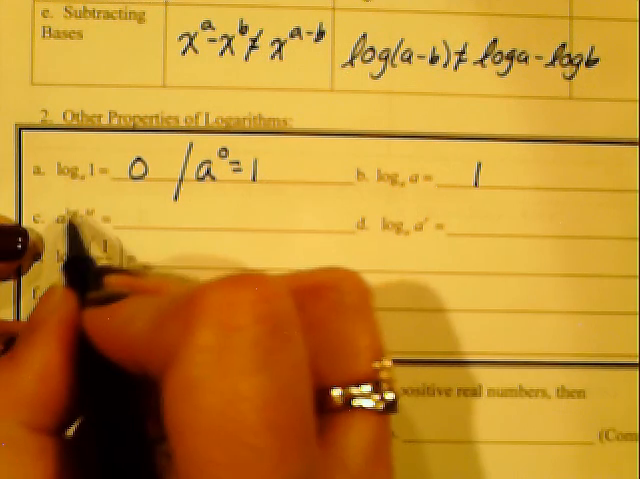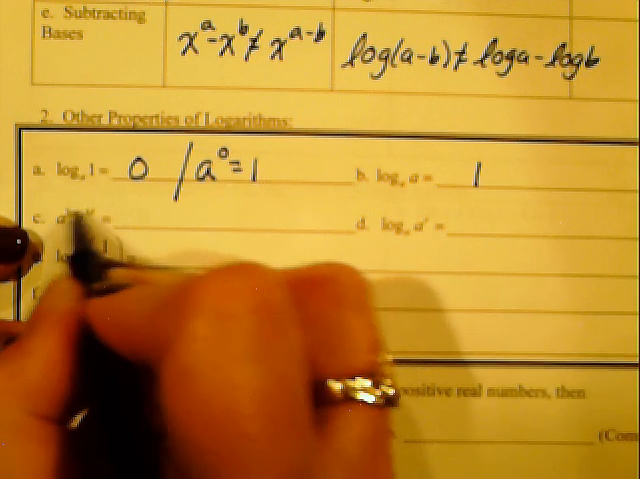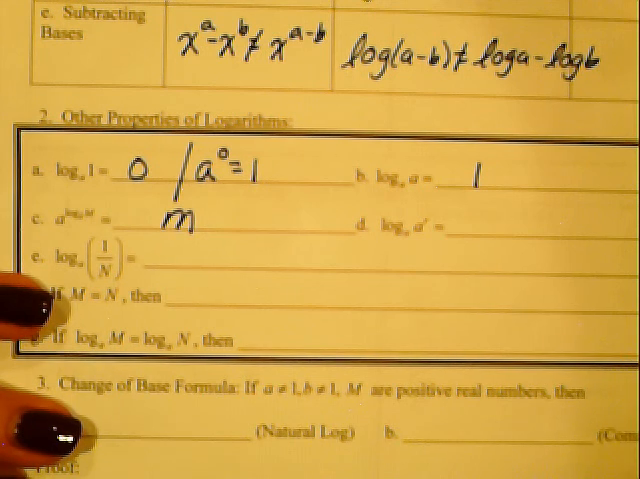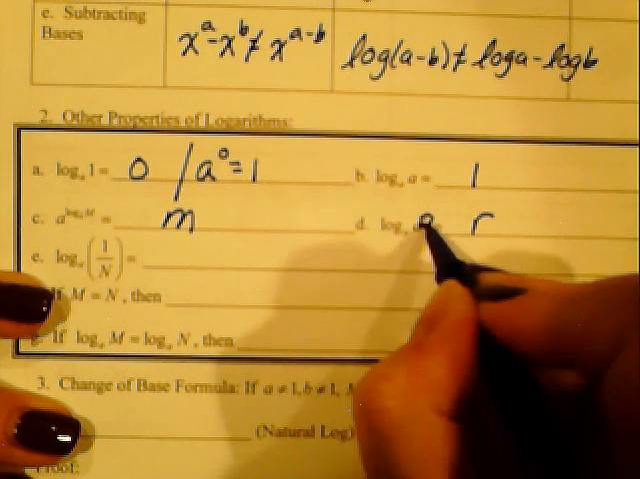Remember, an exponential and log are inverses of one another. So if you have a raised to log base a of n, those are inverse properties, so they will cancel out just to give you n. Log base a of a to the r is just going to be equivalent to this particular exponent here, r.